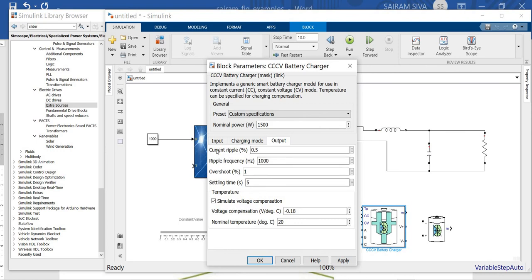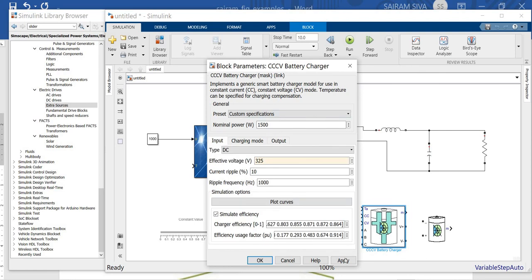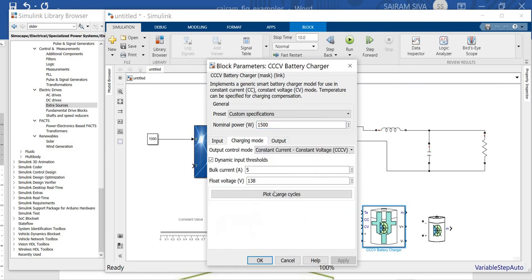The overshoot time and the settling time is 5. Settling time I am going to change to 1 second. This is the input. Again I am going to apply. This is the entire value, but this is greater than the 1500. How are we going to fix this nominal power? That is 5 into 138, which is a very large value. That is around 750.